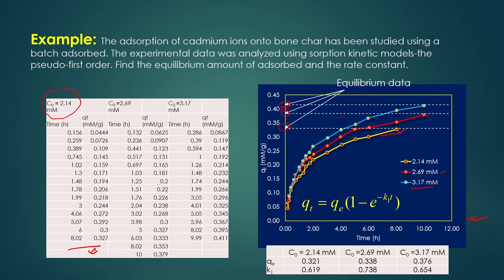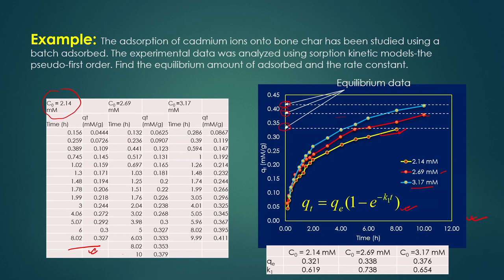And to calculate that K1, you have to fit this equilibrium data with the model equation given: Qt is equal to Qe into 1 minus e to the power minus K1 t. In this case, to calculate K1 or the Qe value from this data, you can plot Qe minus Qt versus time, and from that you will be able to calculate the K1 value.